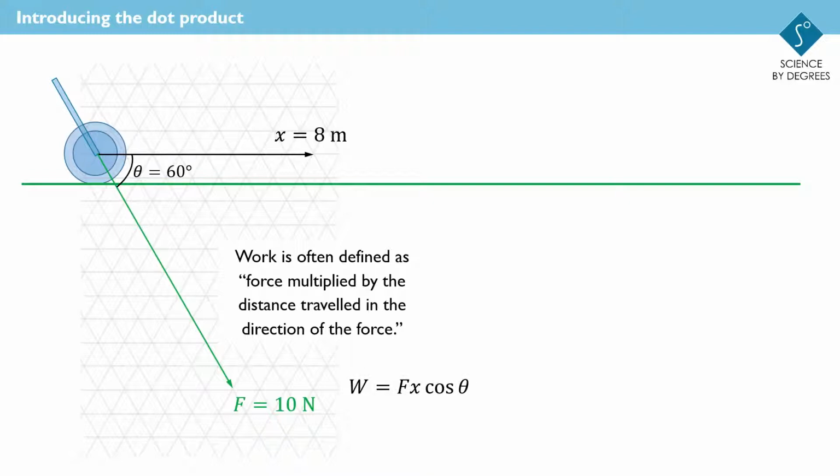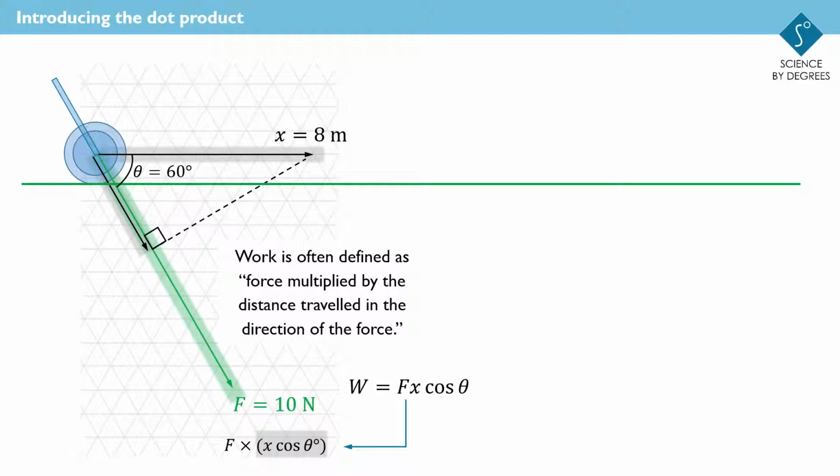The equation for work is W equals Fx cos theta. The definition corresponds to interpreting the equation as W equals F times x cos theta, with x cos theta being the distance travelled in the direction of the force, or in other words, the component of x in the direction of F. In this example, the angle between the force and the direction of travel is 60 degrees, and so the force, 10 newtons, is multiplied by x cos 60 degrees, or 4 meters.